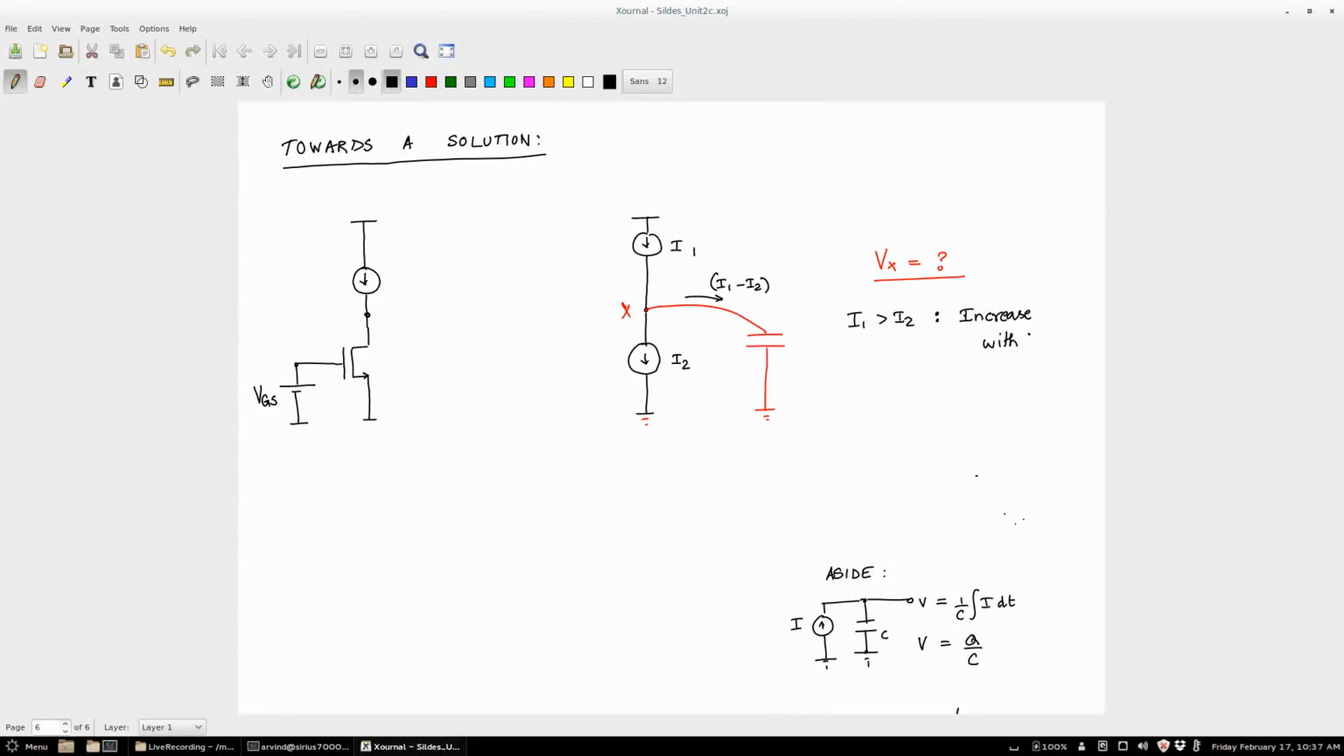Right? So, what happens now if I1 is greater than I2? What will happen to Vx? It will increase with time, right? It will increase. What happens if I1 is less than I2? It will decrease. Yeah, otherwise it will go negative, right?